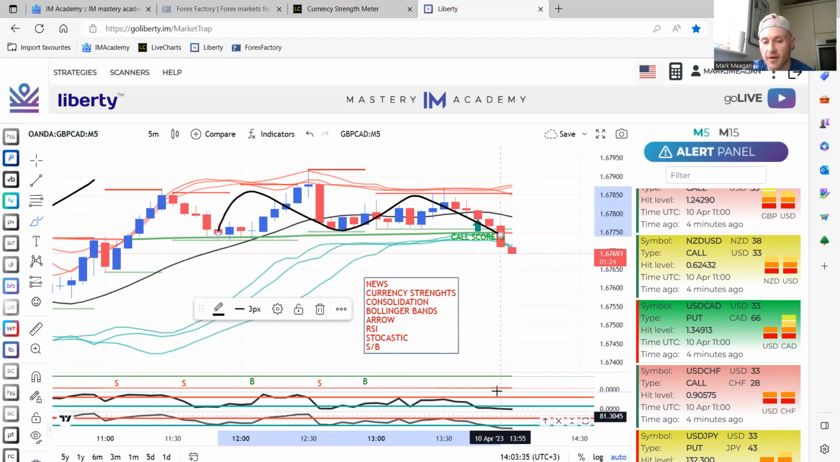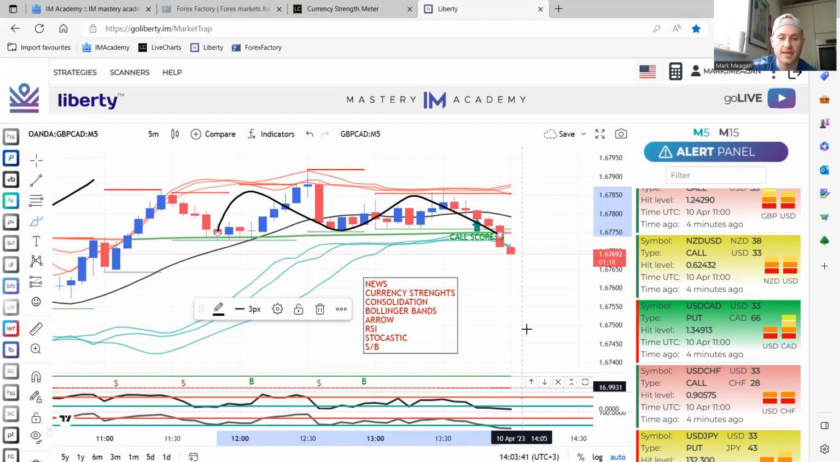When you're looking for a buy, you want them below the green lines, and when you're looking for a sell, you want them above the red lines. That brings me on to our final confirmation.